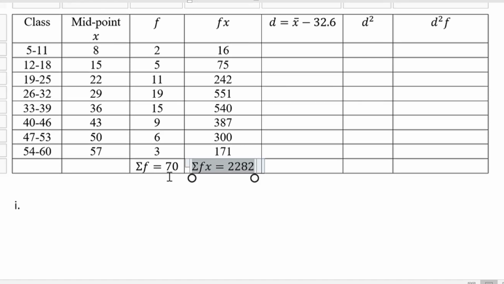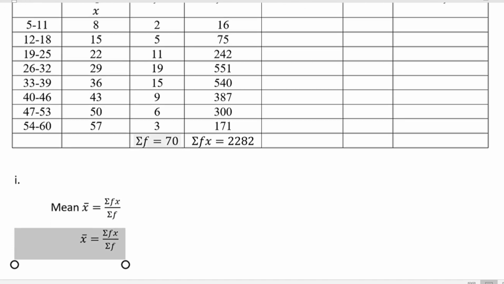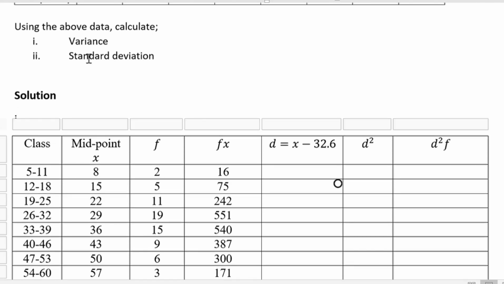Now with these two totals, we can calculate the mean. Therefore, we shall say mean is equal to summation fx over summation f. In other words, the mean is given by the total of column fx, divided by the total of column f. If you do that, you'll get 2282 divided by 70, which gives you 32.6.